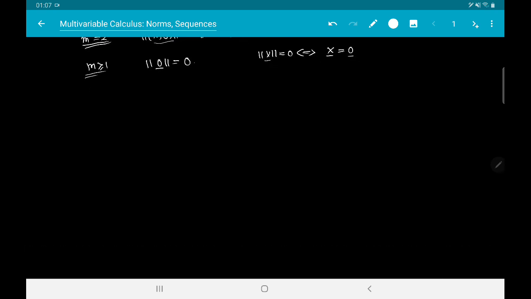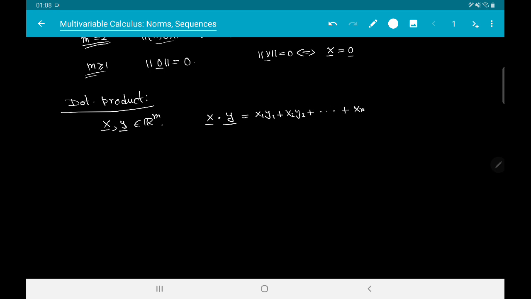So let me go ahead. Let us define one more notion, which is called the dot product. What is the dot product? Suppose you have x, y, two vectors in Rm, and you want to define a multiplication between these two vectors. The result of this is going to be a scalar, and this is given by x1 y1 plus x2 y2 plus and so on up to xm ym.